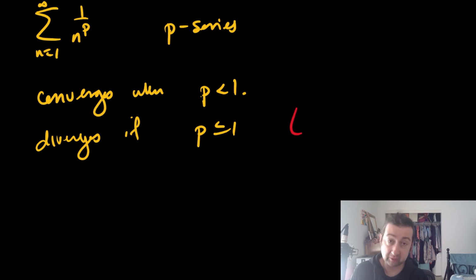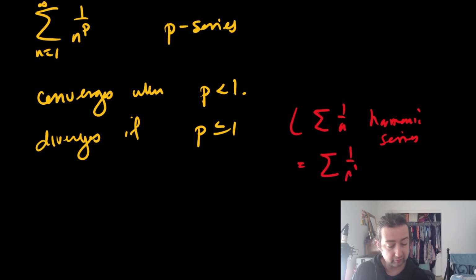And famously, of course, remember, this includes the harmonic series, because the sum of 1 over n, which is the harmonic series, is equal to the sum of 1 over n to the first, which is the p series with p equals 1. So it's included in this family and divergent.